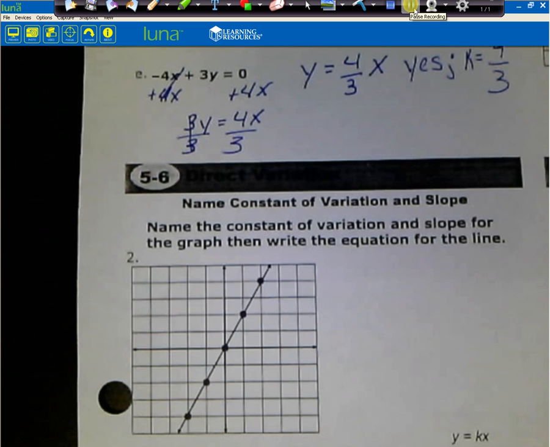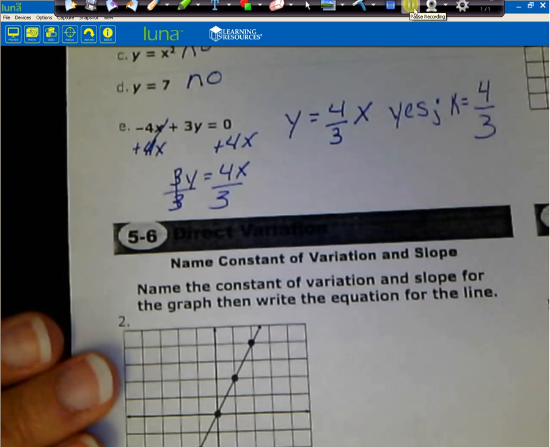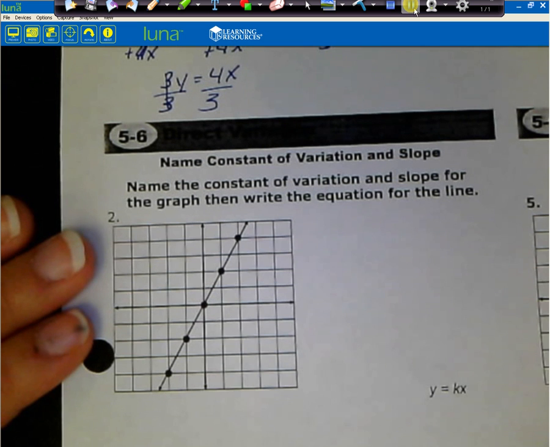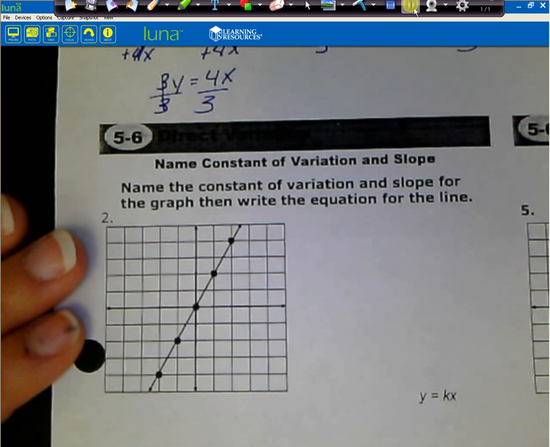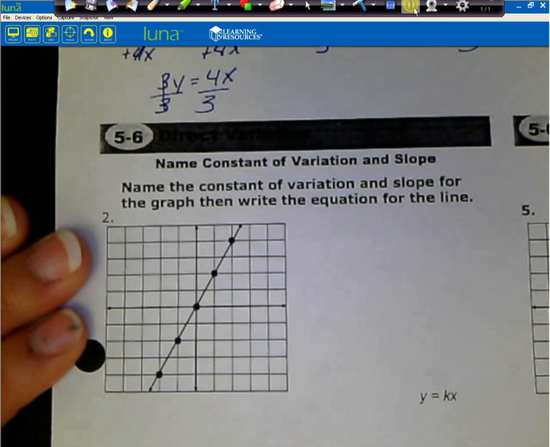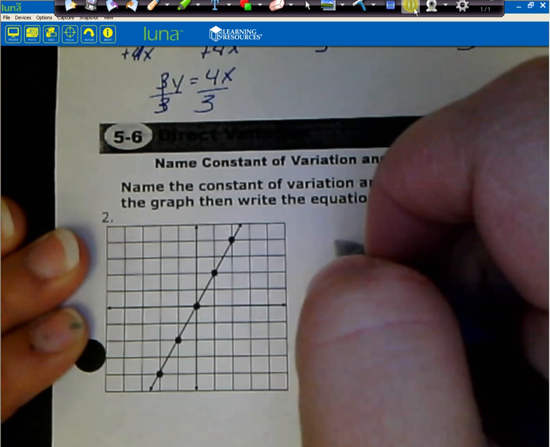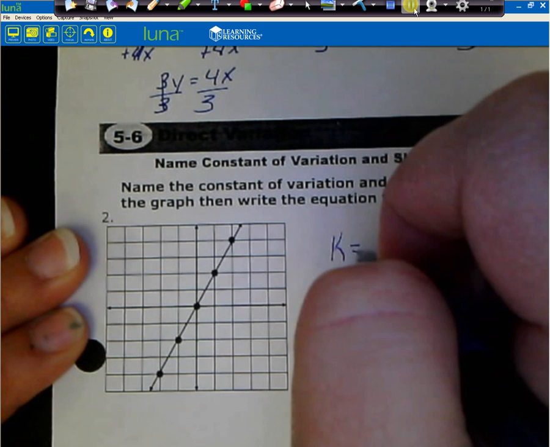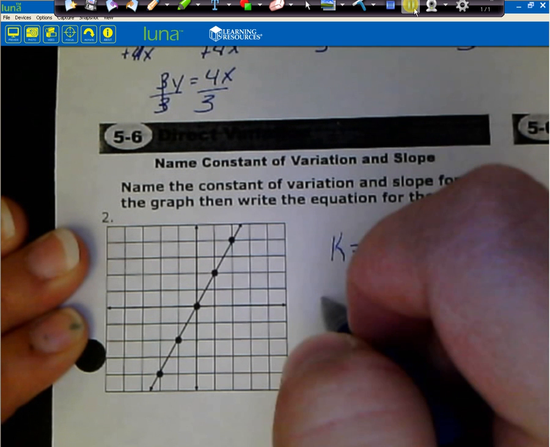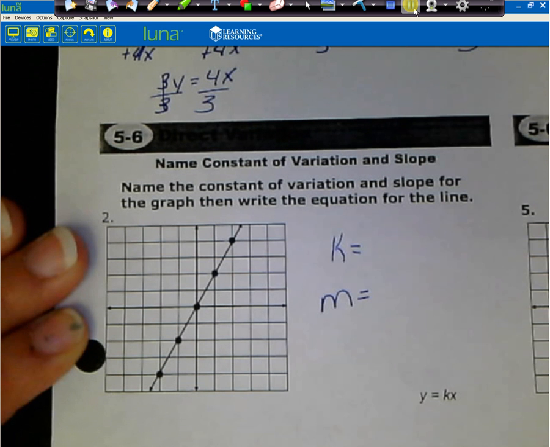All right, we're now on to number 2. It says name the constant of variation in slope for the graph and then write the equation for the line. So here basically all we're wanting you to notice is that our slope and our k are the same thing. So we're going to write k equals, and we're going to write m equals. Both of those, again, mean slope. However, k is specifically for direct variation equations.